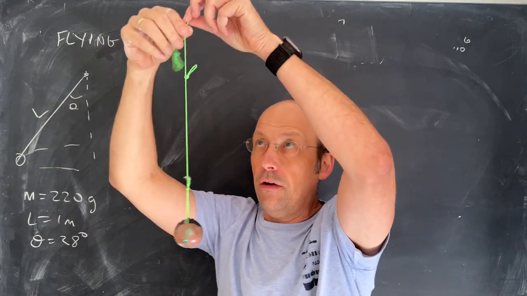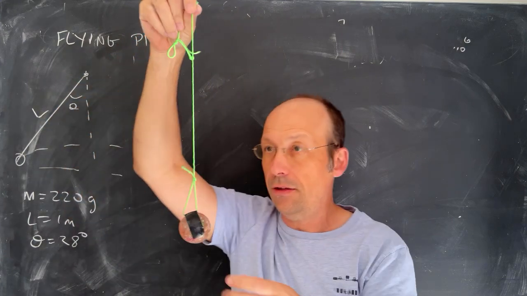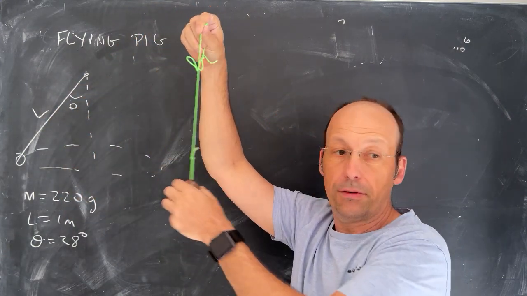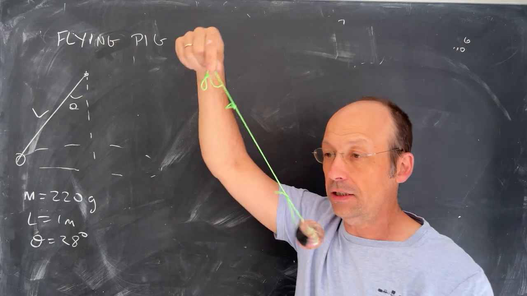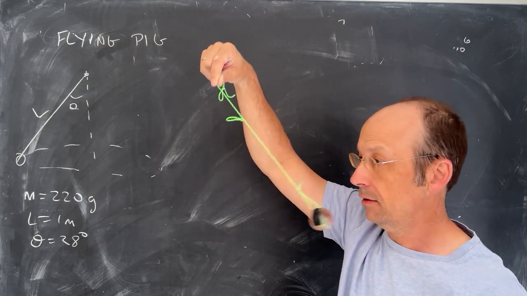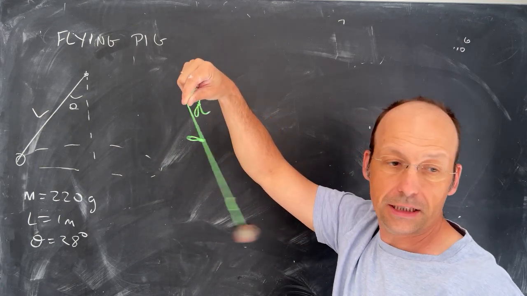So the idea of this flying pig is, if I take this pig and it's got wings that make it move forward, it can't fly, so it's supported by the string, and then it just flies in a circle like this. Okay, so I'm just kind of swinging this one in a circle, but the same idea.